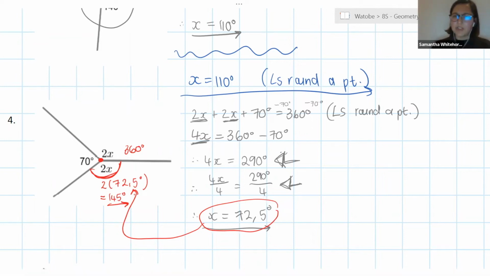And so I think I might've seen somewhere on the chat, or maybe I'm just imagining it, if you say 145 divided by 2, you do get your 72.5 degrees. So just remember we are solving for x in this question. Okay. Take your screenshot if you need. We're going to try one more before we take a break.